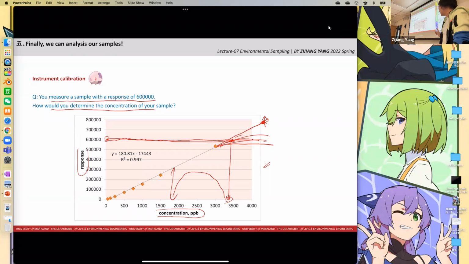In practice, the second method is preferred because we only have to dilute the sample and run the instrument. But for the first one, we know that doing a calibration curve takes a lot of time, so most people are not willing to do that.